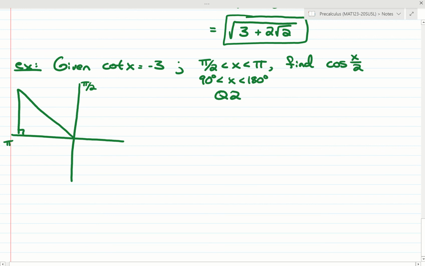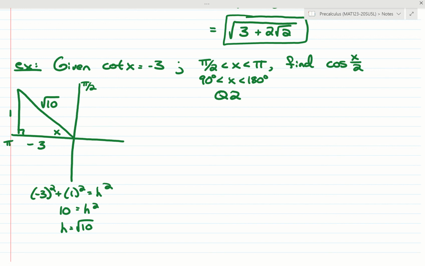The cotangent of x is -3. Remember, cotangent is the reciprocal of tangent. So if cotangent's -3, tangent would be -1 over 3. And anytime you go left, it's negative. Okay, so now let's find the hypotenuse. -3 squared plus 1 squared is our hypotenuse squared. 9 plus 1 is 10. So your hypotenuse is the square root of 10. Now that we have our full triangle, let's see if we can answer this question.